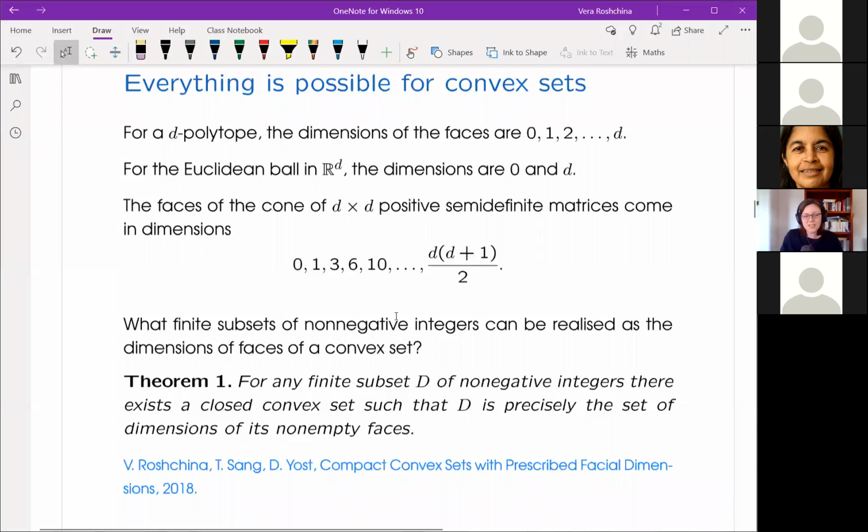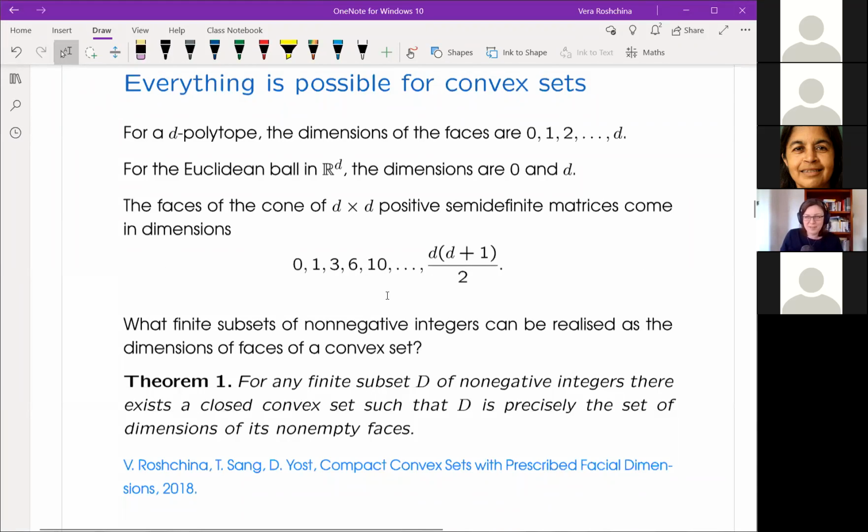And then the question is, what can happen in general? If I write down a sequence of positive integers, or even just a subset of non-negative integers, can I always find a convex set that has exactly those dimensions in its faces, such that the faces of that set come precisely in those dimensions? And the answer is yes. And I'm going to show you the idea of a proof.